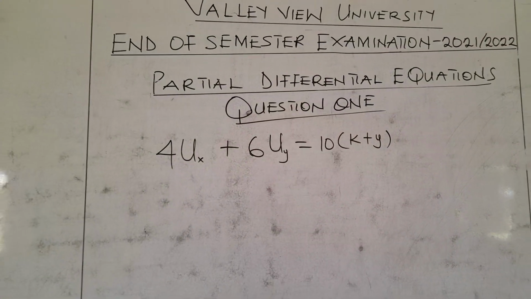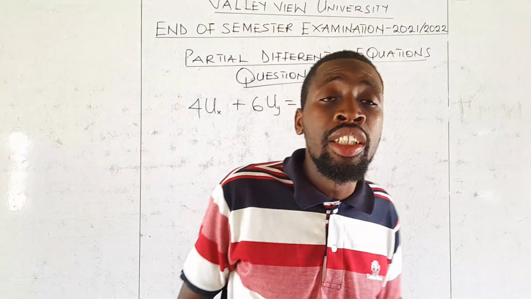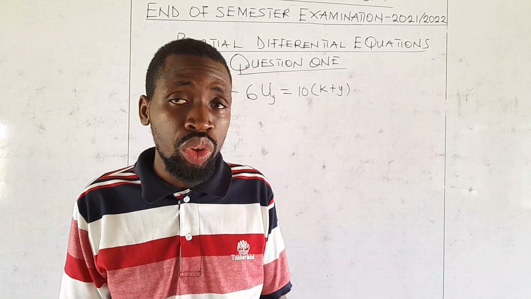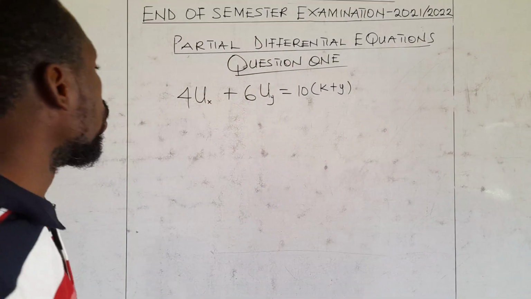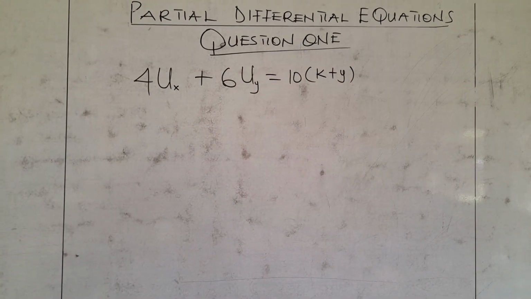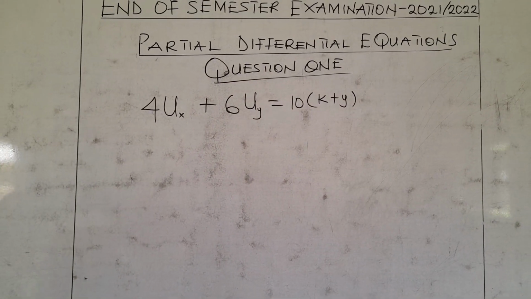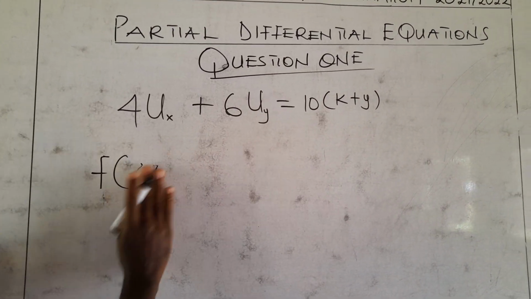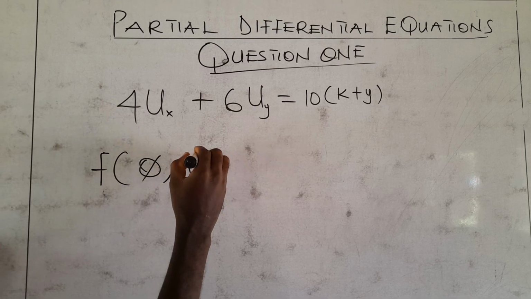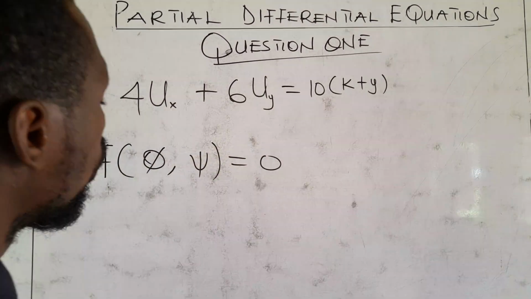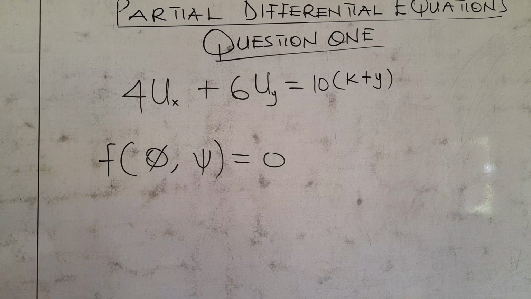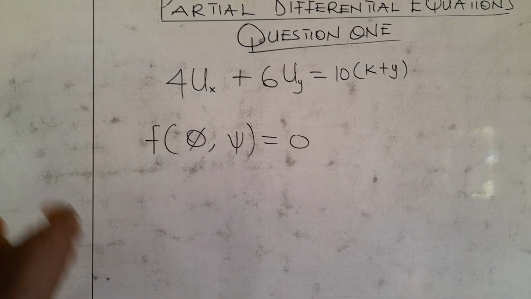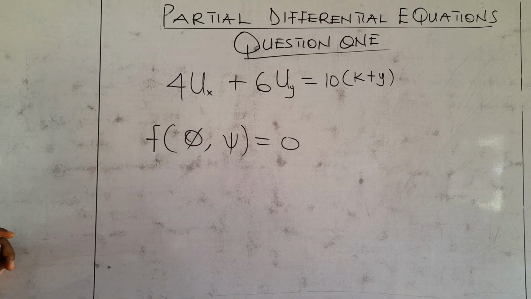This particular question is on using the Lagrange method, or the method of characteristics, to find solutions to first order partial differential equations. When we are asked to use the Lagrange method to find the solution to first order partial differential equations, the solution is given as f(π, φ) = 0. What are this π and this φ? These π and φ are the constants we get from solving the characteristics equation.